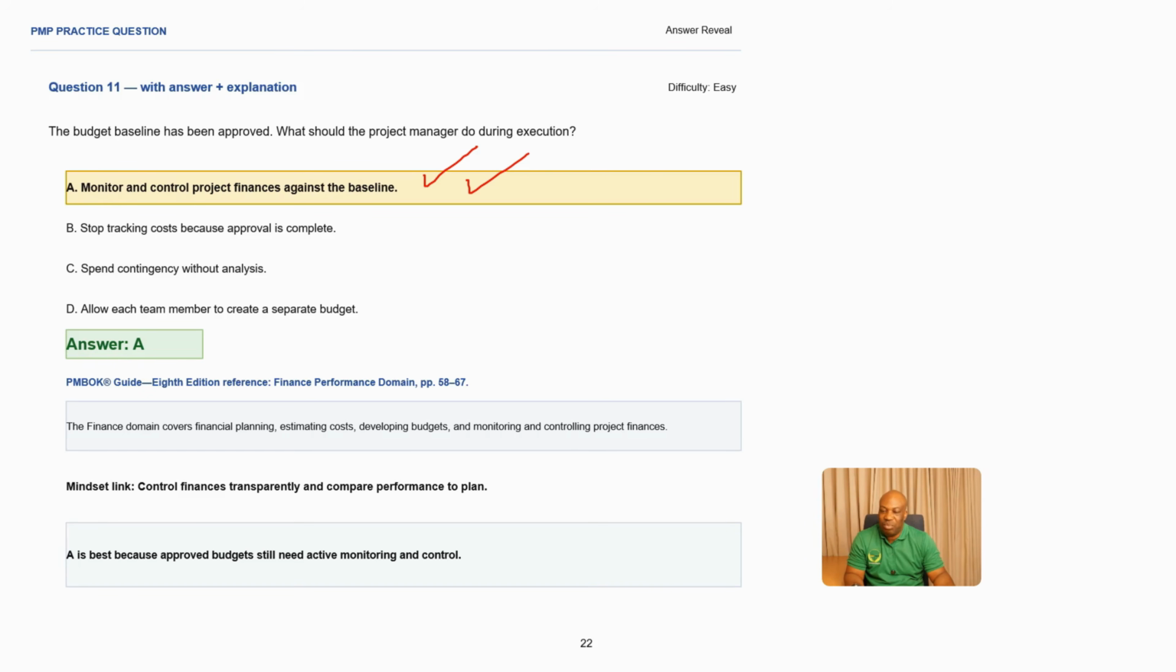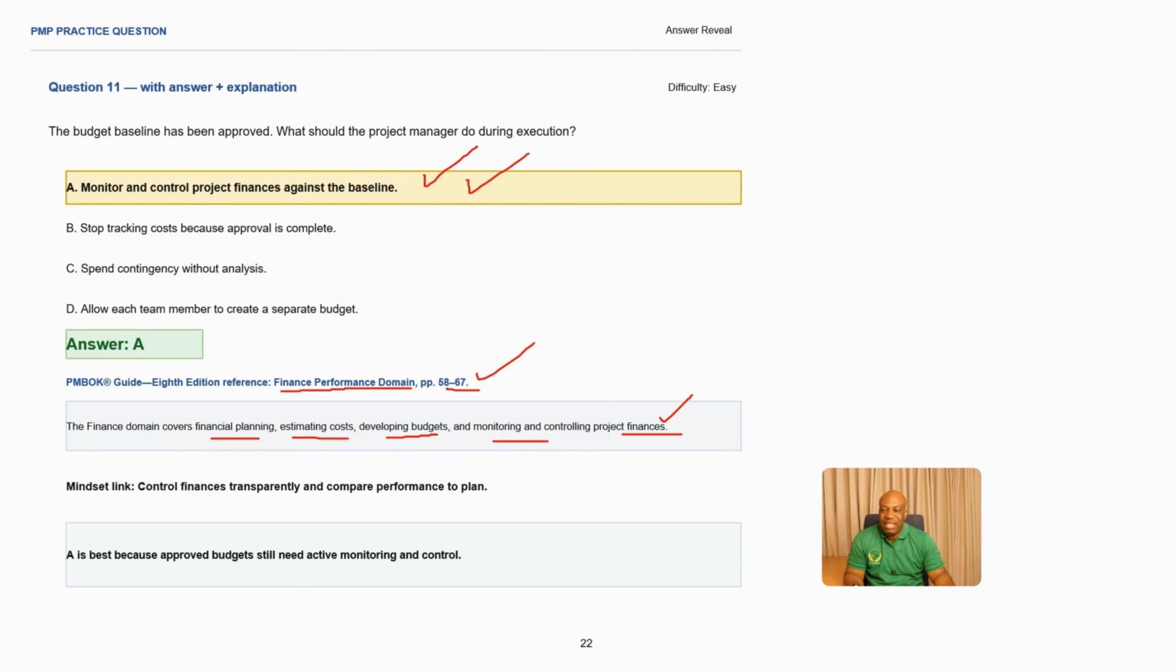Monitor and control project finances against the baseline. Okay, so which domain are we covering? We're covering the finance and performance domain in the PM book on page 58. Okay, so what does it say? The finance domain covers financial planning, estimating cost, developing budgets, monitoring, and also control of project finances. Okay, so this is what we are getting from our PM book.